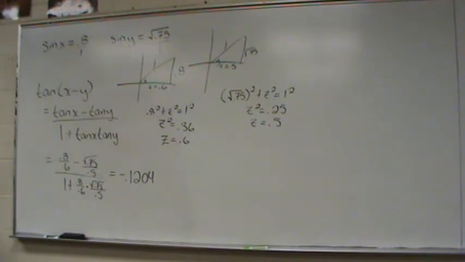And then our final example is going back to proving an identity. We're going to use these new addition-subtraction identities to now prove another identity. Is everybody good with this? I see some people still writing.